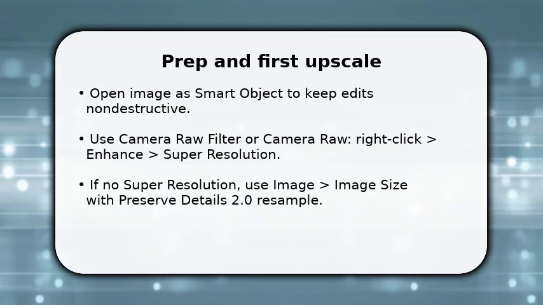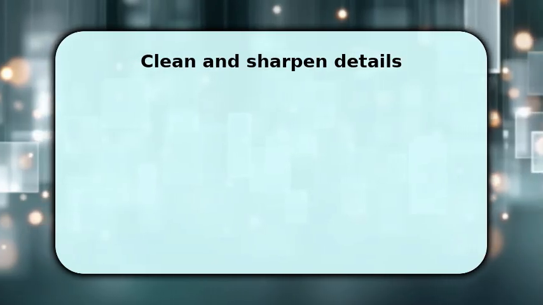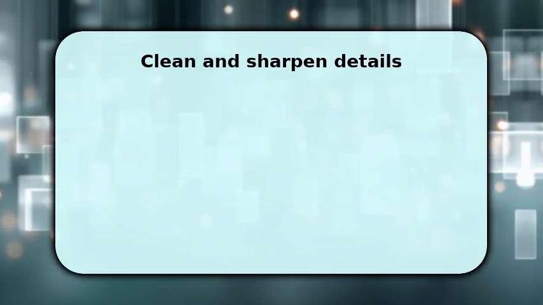Once the image is larger, reduce noise first because sharpening will exaggerate speckle. Open Camera Raw and tweak luminance and color noise sliders, then apply subtle detail and masking.